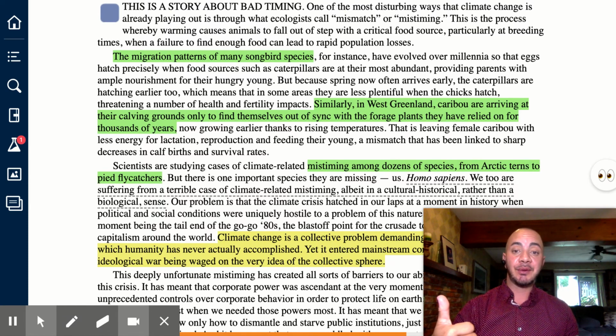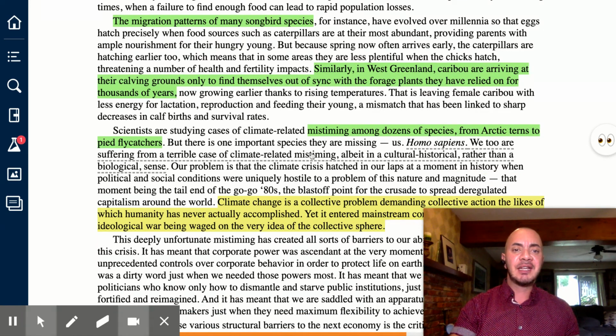The second specific example that we get is the caribou. The caribou are arriving at a time where the forage plants are not ready, and so they too have lessening survival rates. So those are two specific detailed examples. Paragraph 4 begins with a mention of two more examples, Arctic terns and pied flycatchers. And so the writer is also suggesting to us that outside of these two specific examples, mistiming is something that is impacting biology and biological ecosystems much more broadly.